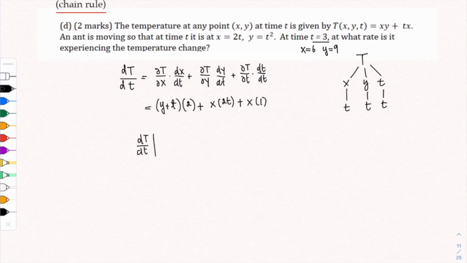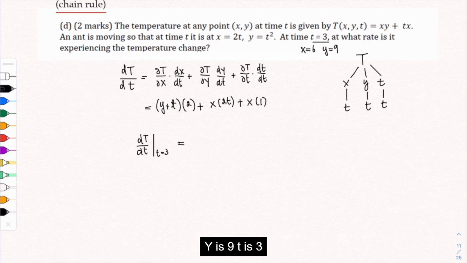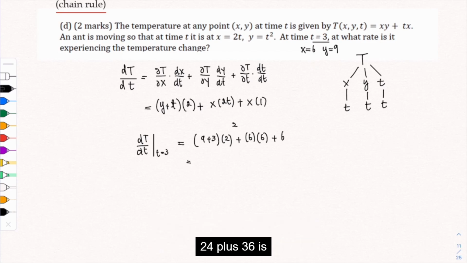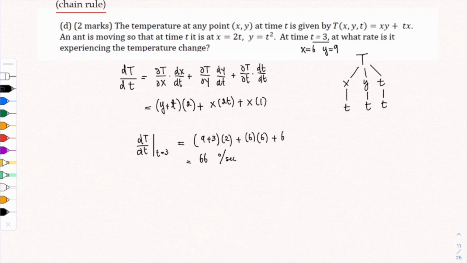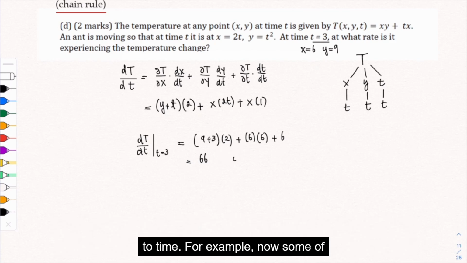dT/dt at the time where t equals 3 is equal to y is 9, t is 3, x is 6, 2t is another 6, x is 6. So this is 12, 24 plus 36 is 60, 66. And what's the unit? This is degrees per, let's say, second, because this is the rate of change of temperature with respect to time, for example.